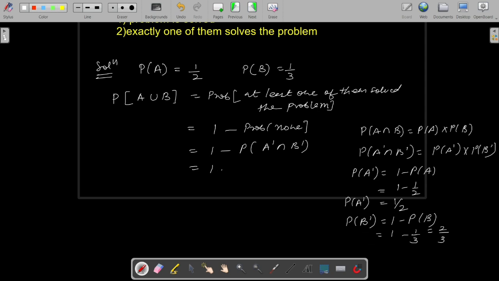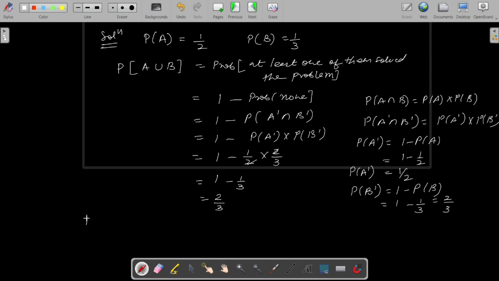So if I put the values here, this is probability A complement multiply probability B complement. So 1 minus 1 by 2 and 2 by 3, which is again 1 minus 1 by 3, which is 2 by 3. So that means the probability that problem is solved is 2 over 3.